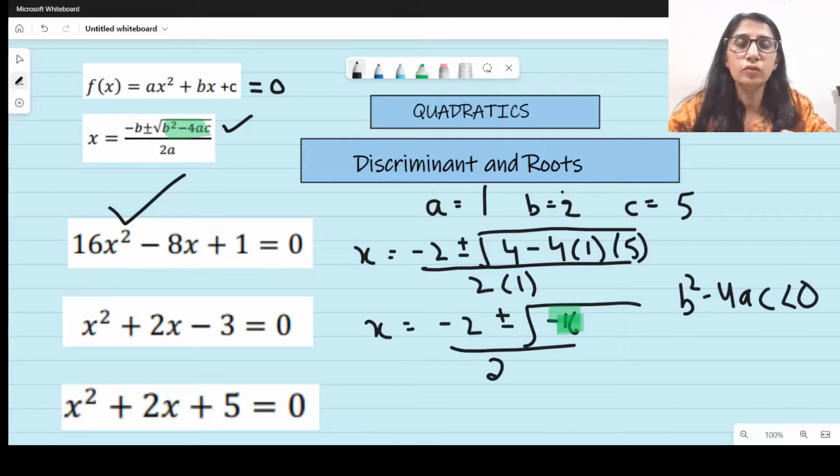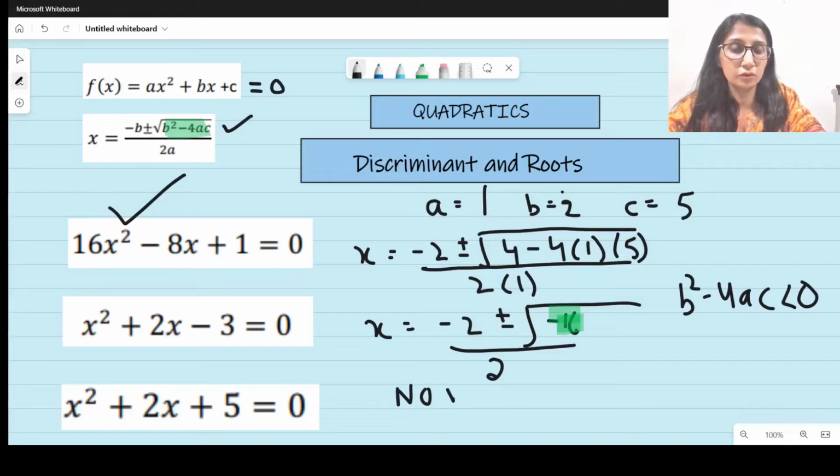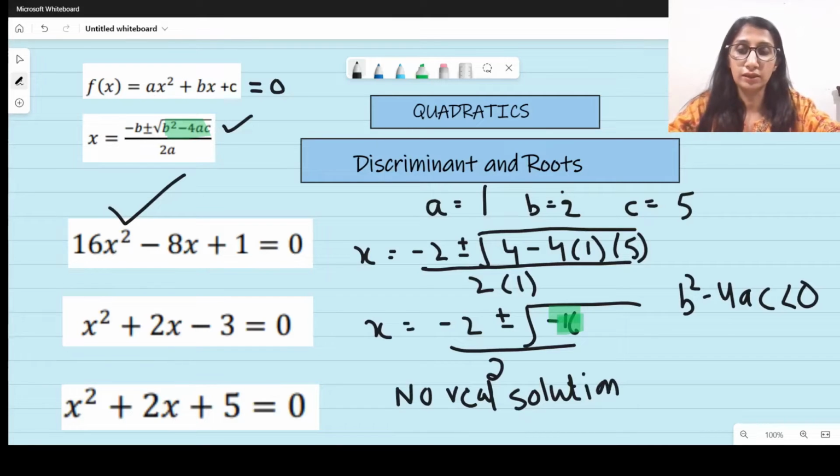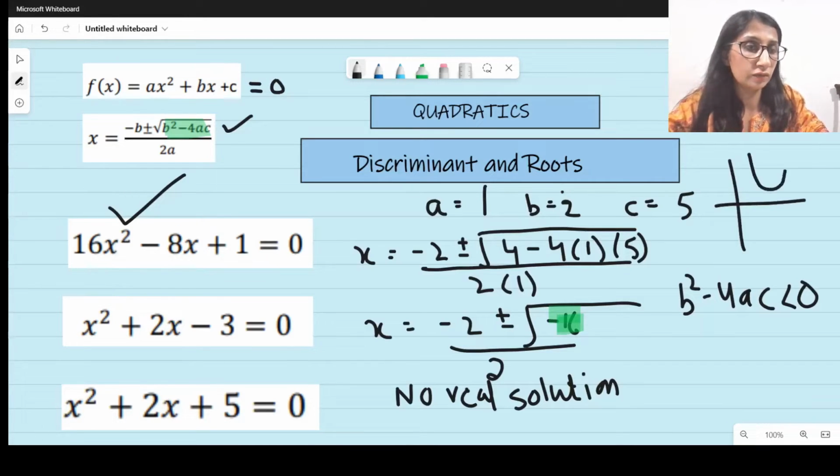Now if you try entering the square root of minus 16 in your calculator, you'll get a math error. So whenever b square minus 4ac is less than 0, no real solution exists. So you can't solve this quadratic equation to get a real solution. And graphically this would mean that the curve never touches the x-axis. It's either like this or an upside down U, and this curve will never touch the x-axis, so that's why no solution exists.